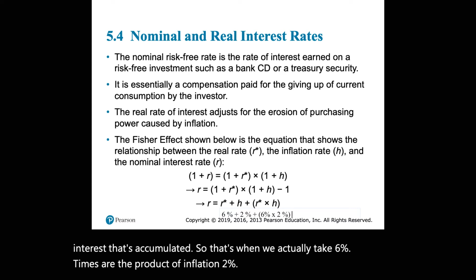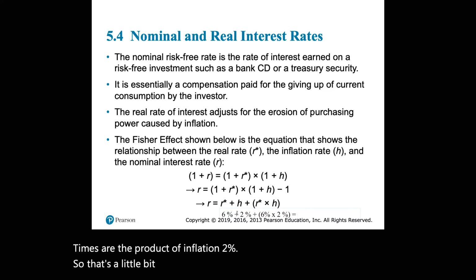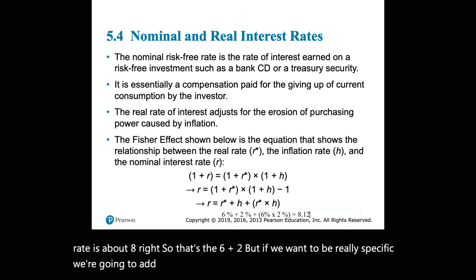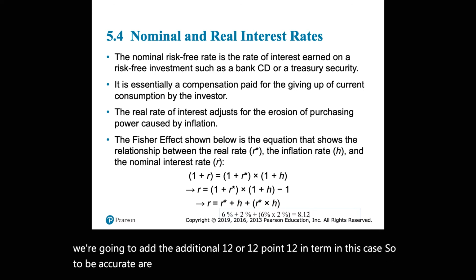So now it's a little more specific. Typically what we'll say is that our nominal rate is about 8%, okay? So that's the 6 plus 2. But if we want to be really specific, we're going to add the additional 12%, or 0.12% in this case. So to be accurate, our nominal interest rate that accounts for that 2% inflation would be 8.2%.